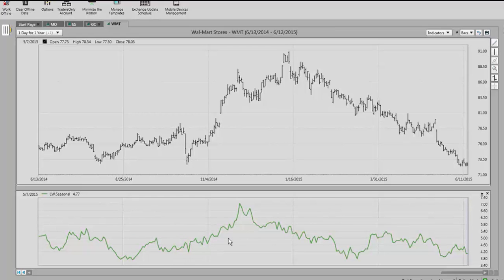Also, since we're in a strong seasonal down period, we knew to take selling opportunities here because any sell signal you get is confirmed by the weakness that we usually see in Walmart in that seasonal pattern. It's a great tool to confirm your trades. You've seen it in stocks and futures. Now let's look at it on the S&P E-minis, a stock index.